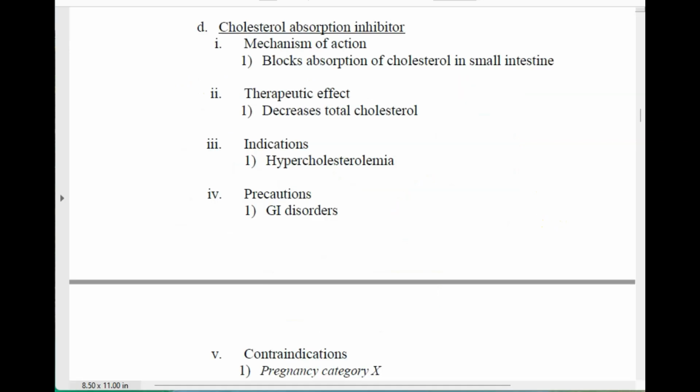So the therapeutic effect, unlike the other cholesterol medication, this decreases the total cholesterol. So it's not just focusing on one kind of cholesterol, this reduces the total cholesterol level. Indications: hypercholesterolemia or high cholesterol levels. Precautions: definitely take precaution when it comes to GI disorders, especially because we know that the mechanism of action is happening in the small intestine.